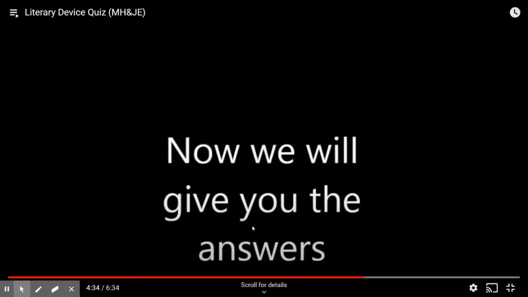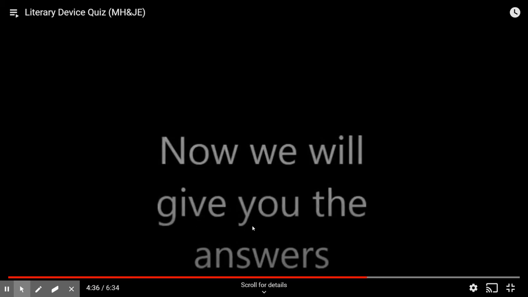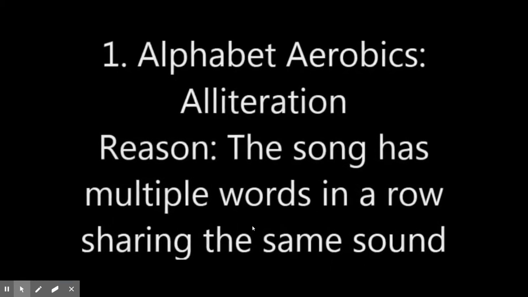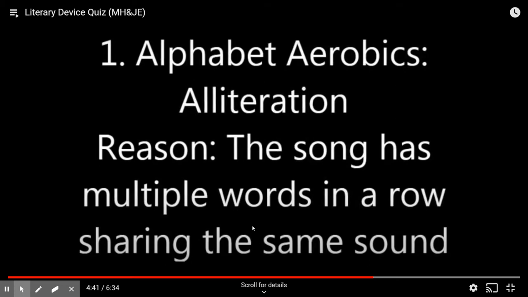Okay, so now we're going to review with you the correct answer so you are aware. Okay, so in the Alphabet Aerobics song, he uses alliteration. The reason for this is the song has multiple words in a row sharing the same sound. So artificial, analytically, artful, amazing, they all start with the letter A and have that same A sound.